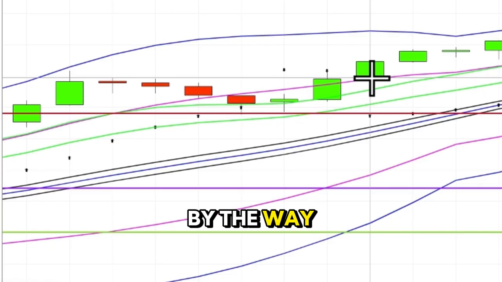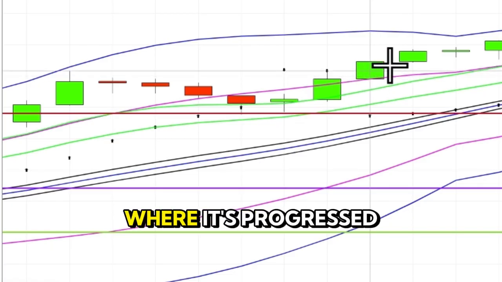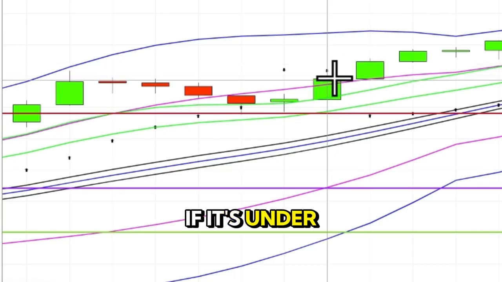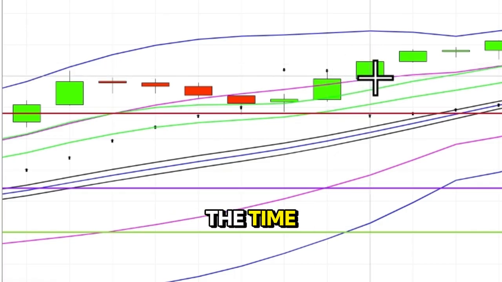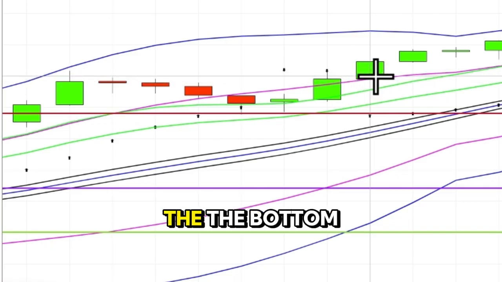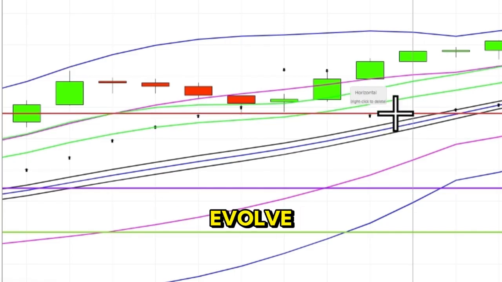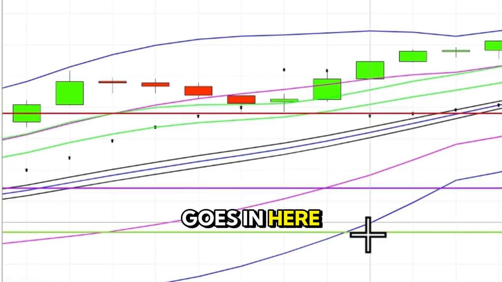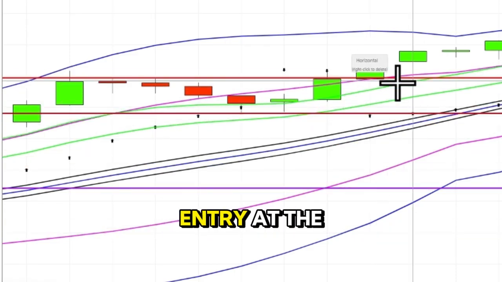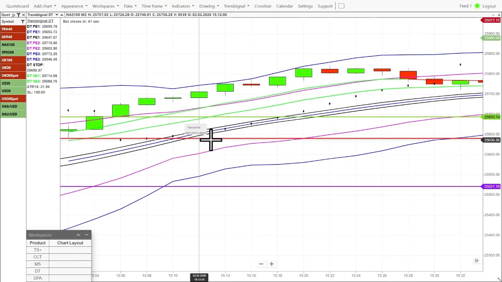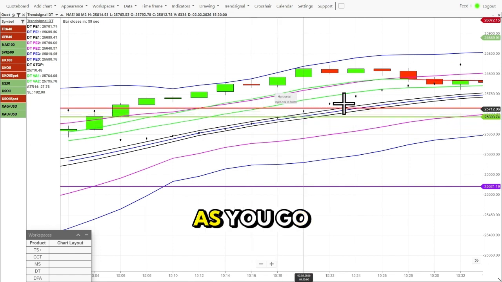On here, by the way, this did close underneath where it's progressed through. These bands move. It looks a little bit confusing if it's under or over. I was trading at the time. I can tell you it was a trade worth taking. Sorry, I meant the bottom of the candle was over, but it looks a little bit distorted because of the way the candles evolve. So stop loss goes in here, entry at the start of the movement, and we follow the exact same process. Lock in with the black arrows as you go through.